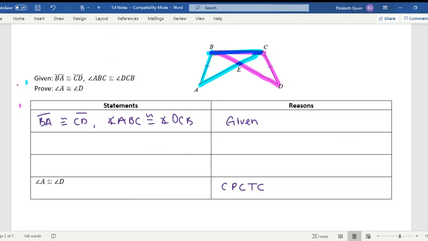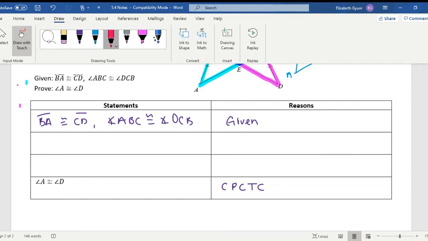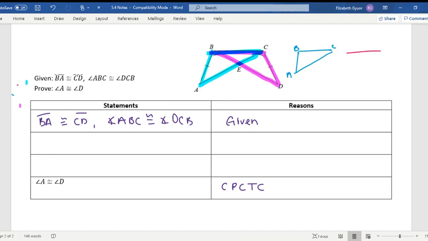So we have our first triangle here. It doesn't have to be perfect. This is A, B, C. That's the one I highlighted in blue. And then we have our other one here. This is DCB. That's the one I highlighted in pink. And then that just makes it a little bit easier to label. So we have that BA is congruent to CD.